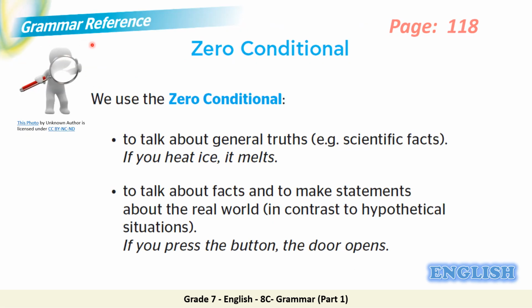You can check the grammar reference page 118 about the zero conditional. We use the zero conditional for 1. To talk about general truths. Example, scientific facts. For example, if you heat ice, it melts. And this happens all the time because this is a general truth or a scientific fact.